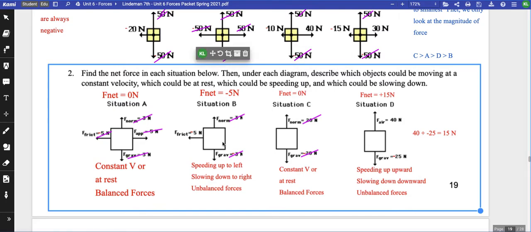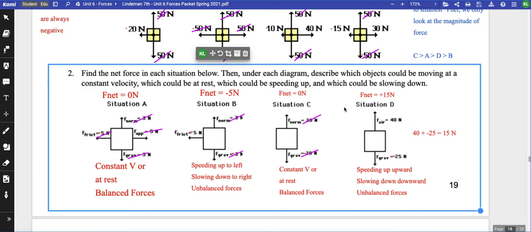We have a net force that is equal to some non-zero number. Okay? So with situation B, our net force is pointing to the left. So that means that if this object was moving to the left, the movement would be with the net force, meaning you'd be speeding up. If the movement is to the right, that would mean that you are moving against the net force, meaning that you are slowing down. Okay? Either way, it's unbalanced forces, so we know that there's some sort of acceleration happening here. Either we are speeding up or we're slowing down.